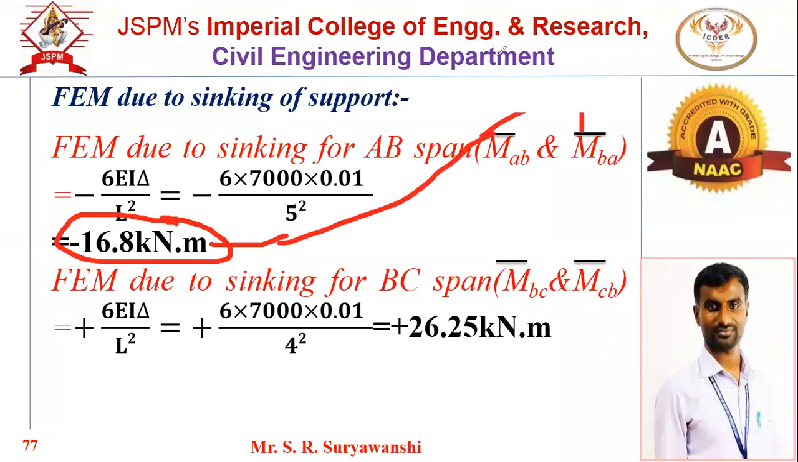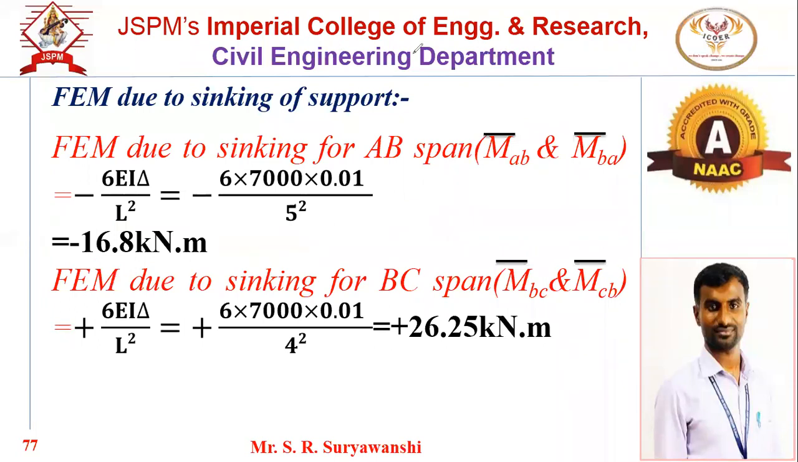Okay. Similarly, for the next member BC, fixed end moment due to the sinking for BC member. Now for this BC member, B support is the left support. B is the left end for BC. So that's why the moment will be clockwise. Clockwise means positive moment. That's why it is plus 6 EI delta by L square.